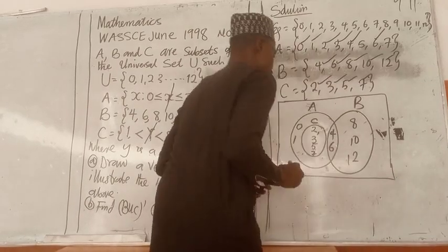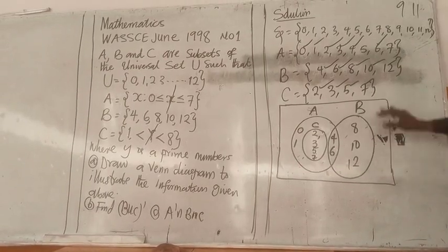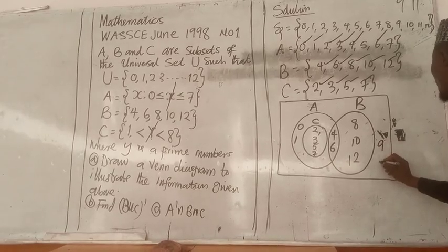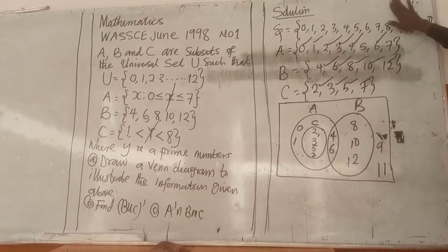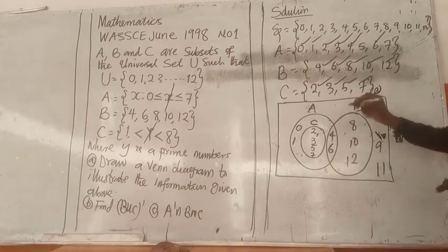This is the set notation. The elements of the set that are not included here, I'll write outside: 9 and 11. This is the representation of the data given, which is set A. Then the B part of the question.